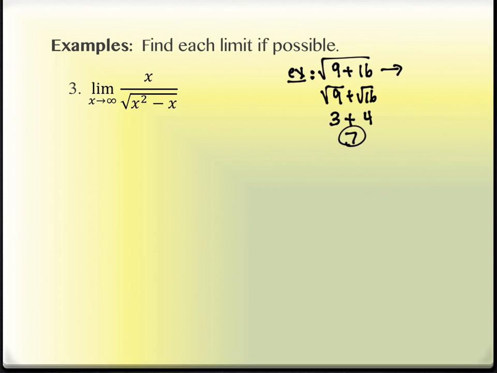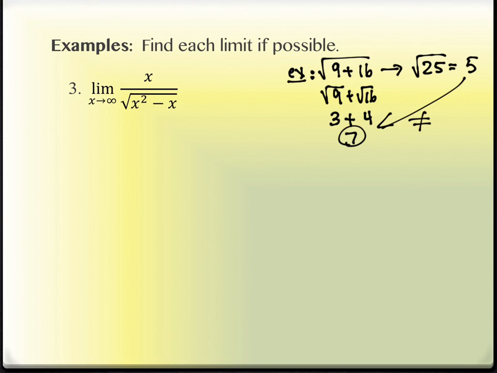What is 9 plus 16? 25. What's the square root of 25? It's 5. Most importantly, it is not 7. You cannot distribute square roots. So we can't just distribute the square root. That's not going to work.